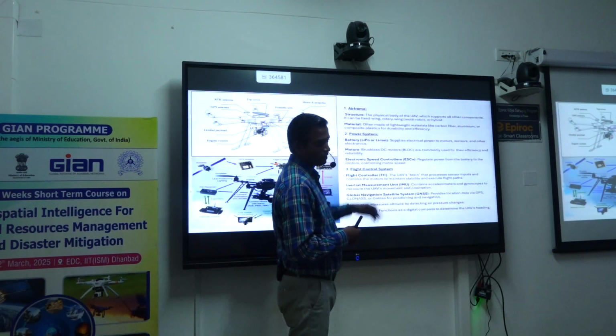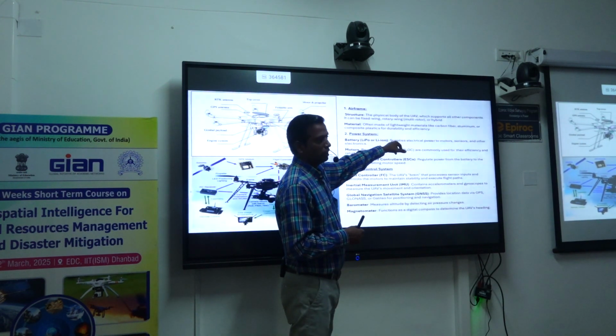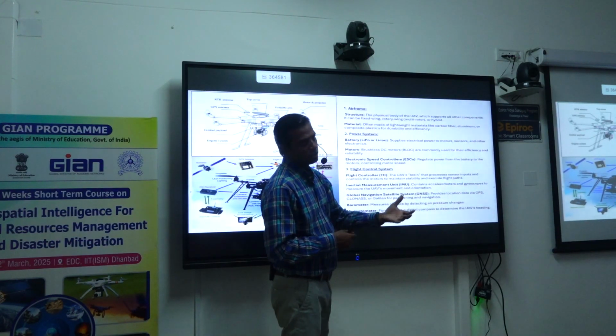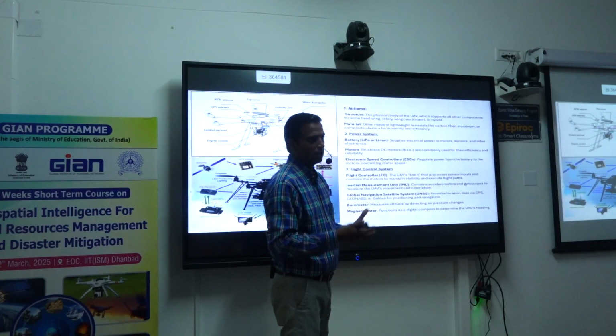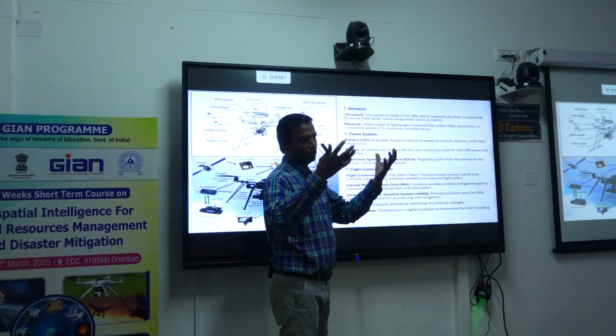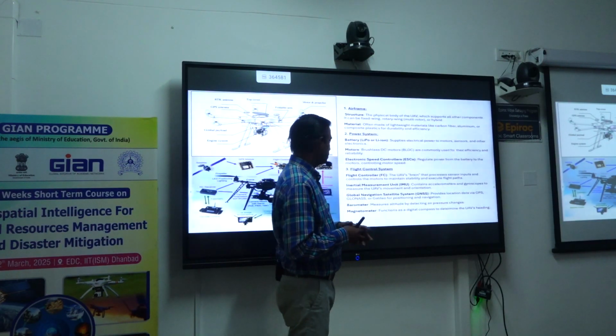Next one is about the power system. Now we have lithium polymer and lithium ion batteries, and the payload capacity is increasing. Higher capacity of the lithium ion battery means higher payload. It should be a higher payload for the concerned UAV.